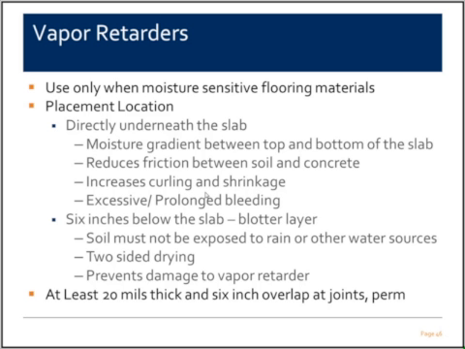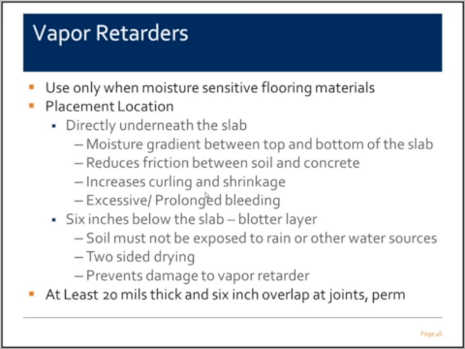One benefit is if you do it correctly and you don't allow that soil to be exposed to rain or other water sources, you will get two-sided drying, which has its benefits from a moisture perspective. And it also prevents damage to the vapor retarder. If we put the vapor retarder 6 inches below the slab, we don't have damage to that vapor retarder because of construction activities on the top.